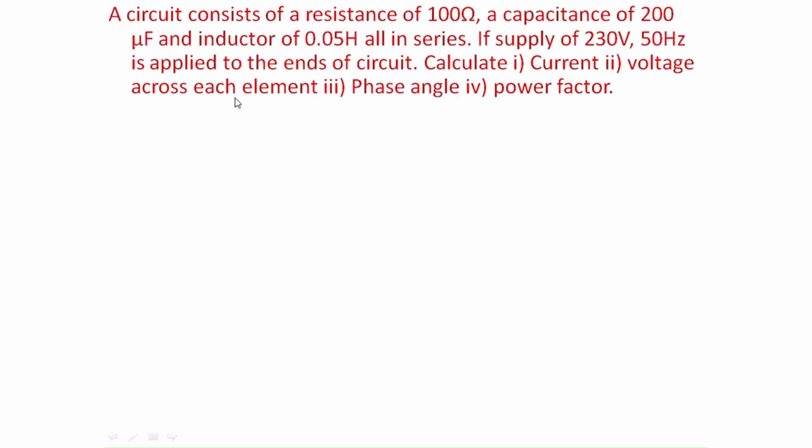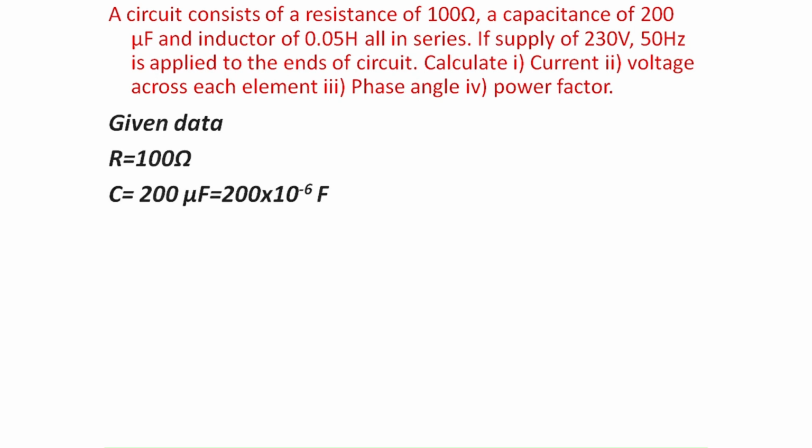Given problem. In the problem, resistance R is given and capacitance C is given. Resistance R equals 100 ohms, capacitance C equals 200 microfarads, which is 200 multiplied by 10 power minus 6. L is inductance, L equals 0.05 henry, all connected in series, and the given voltage V RMS equals 230 volts, frequency is 50 Hz.